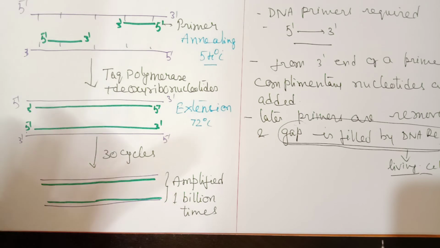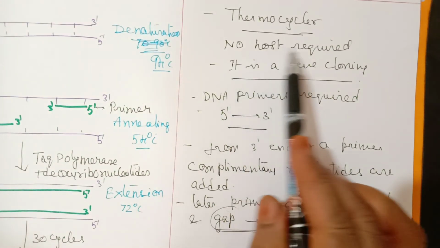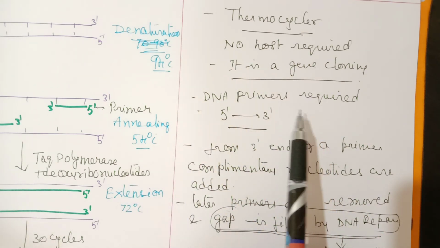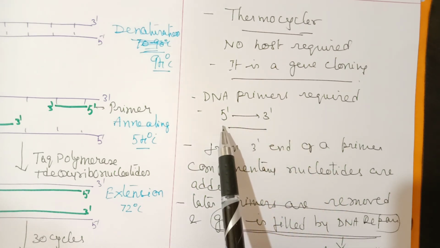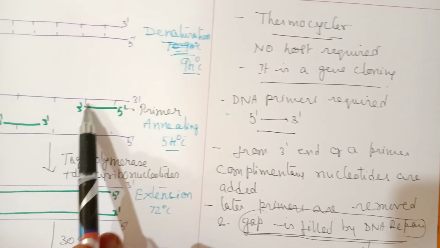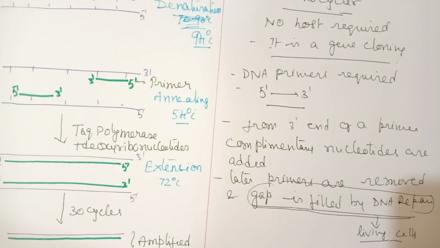So, one important thing you remember, whatever I have noted down, it is taking place in an automated instrument, thermocycler. No host is required, and it is a gene cloning method, and DNA primers are required, which are present in 5 prime to 3 prime. And from 3 prime onwards, nucleotides will be added. That is taking place during extension. And extension requires an enzyme, Taq polymerase, and also deoxyribonucleotides. So this is what is a PCR technique.